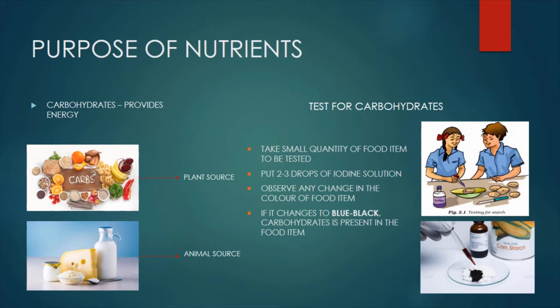For starch test, take the food item that needs to be tested and put 2 to 3 drops of iodine solution. Now, if the food item turns blue-black, then it indicates the presence of starch in the food item. If you don't have an iodine solution at your home, you can easily make your own iodine solution by adding a few drops of tincture iodine in a test tube half filled with water. If the color of the water changes to dark blue or violet, a dilute iodine solution is formed.